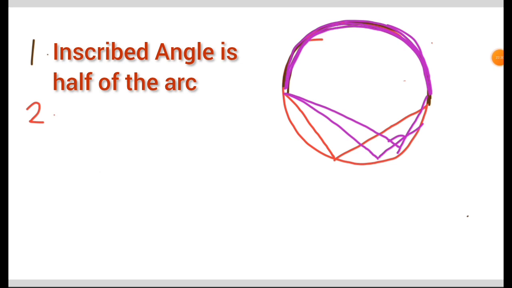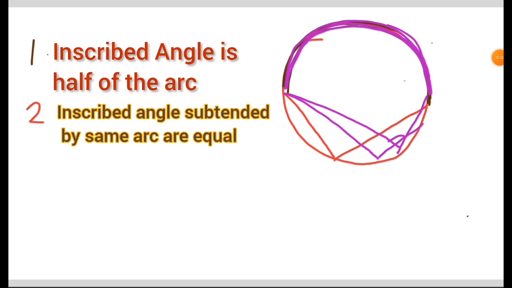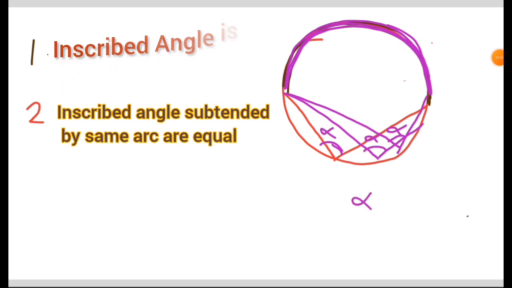Now coming to the statement. The second point, the inscribed angle theorem, states that inscribed angles subtended by the same arc are equal. So if you consider this angle as alpha, this angle is also alpha, and this angle is also alpha. So all the angles are equal.